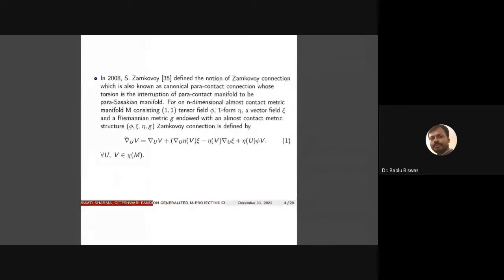Zamkovoy defined the notion of Zamkovoy connection, which is also known as the canonical paracontact connection, whose restriction of a paracontact manifold is a para-Sasakian manifold. For an n-dimensional almost contact metric manifold M consisting of a (1,1) tensor field phi, a one-form eta, a vector field xi, and a Riemannian metric g, introduced with an almost contact metric structure (phi, xi, eta, g), the Zamkovoy connection is defined by equation 1.